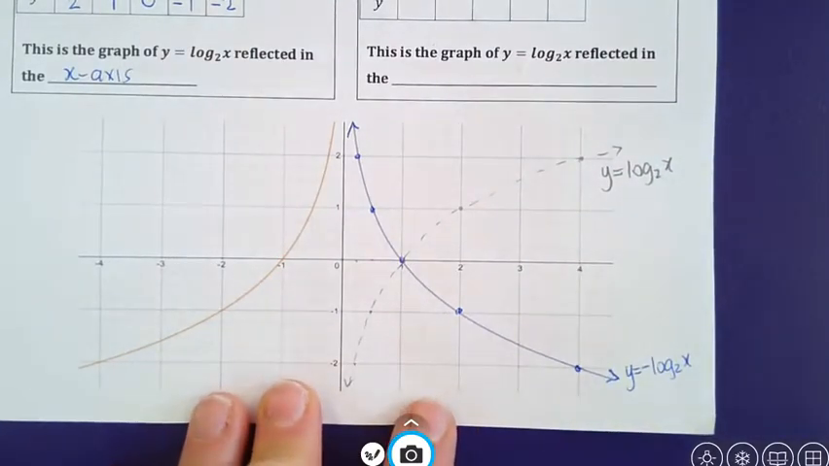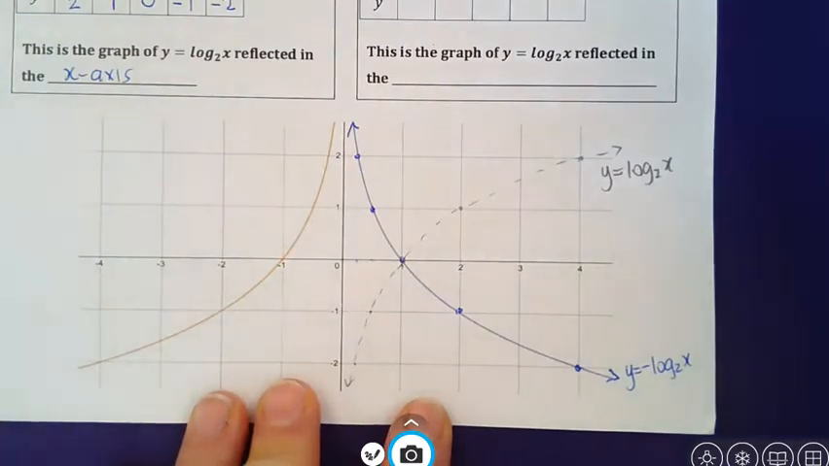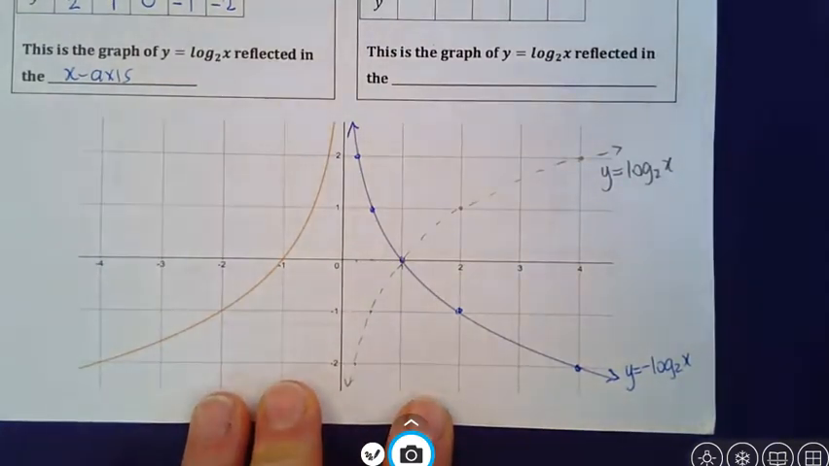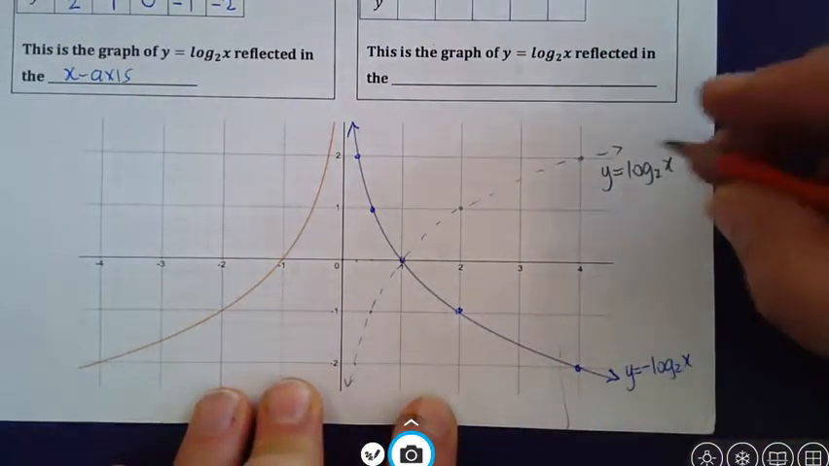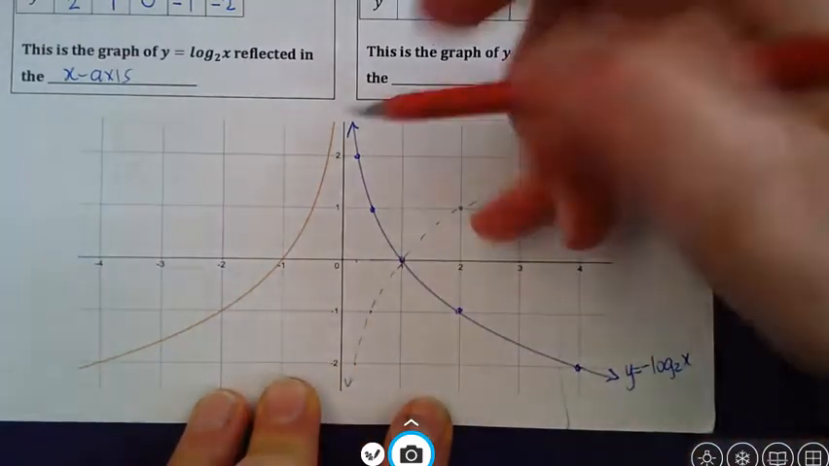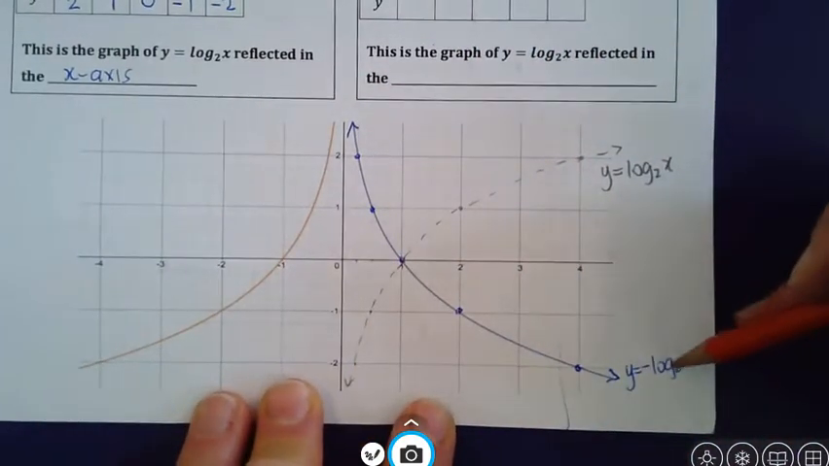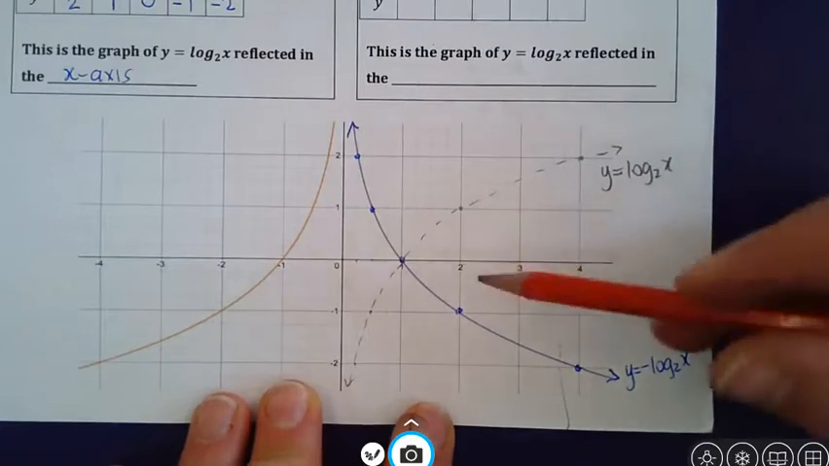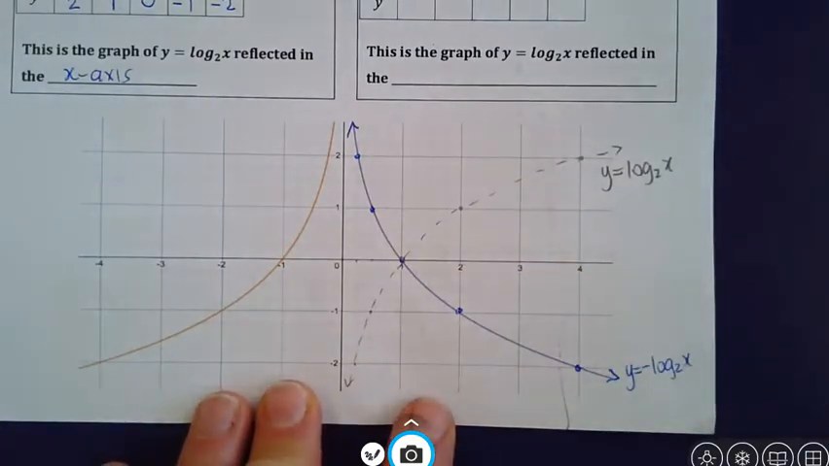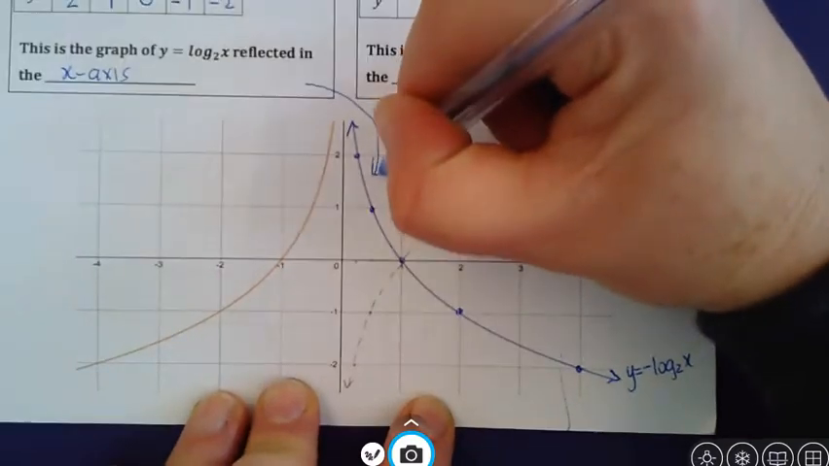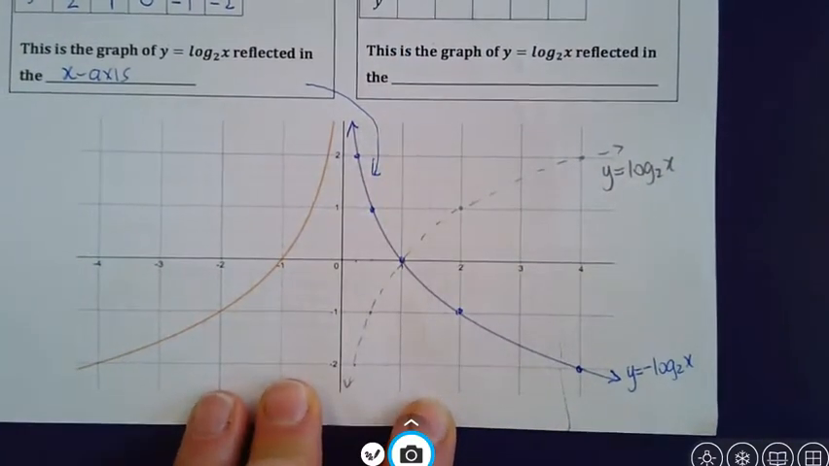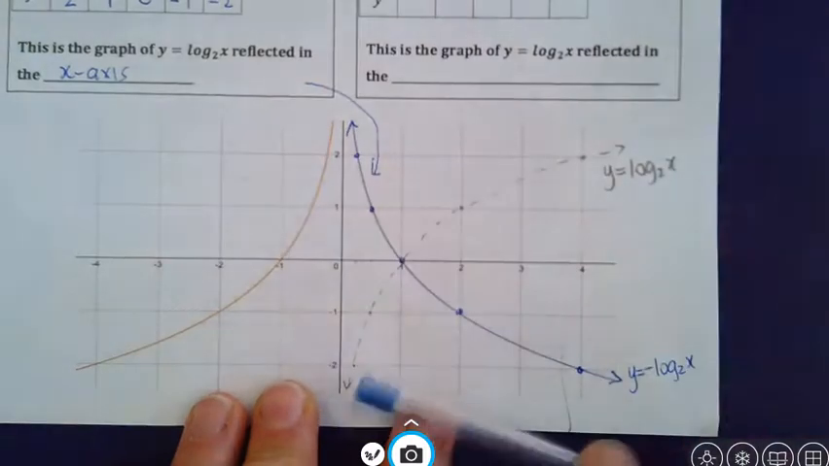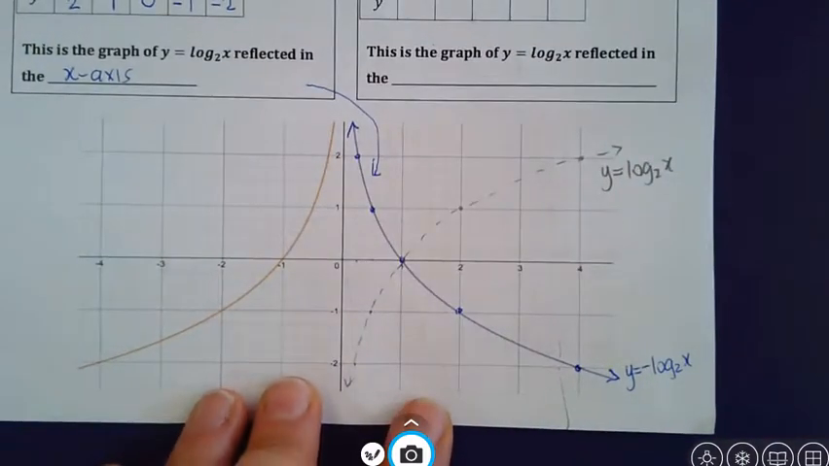Yeah, can you see it, just? I'll reduce the brightness. So y equals log to the base 2 of x is dotted. Y equals negative log to the base 2 of x is in purple. It just shows you the reflection. So that is that one. So it's the graph of y equals log to the base 2 of x reflected in the x-axis.